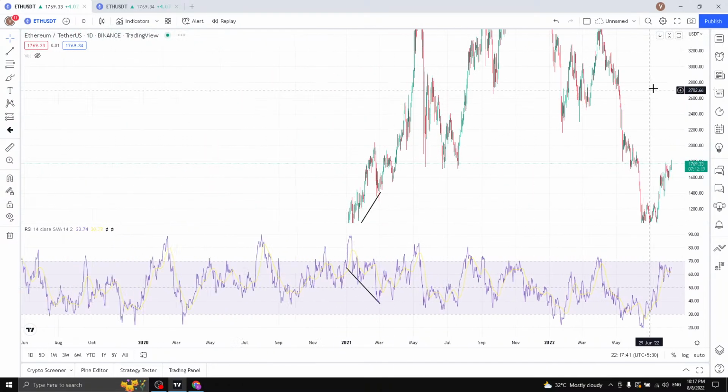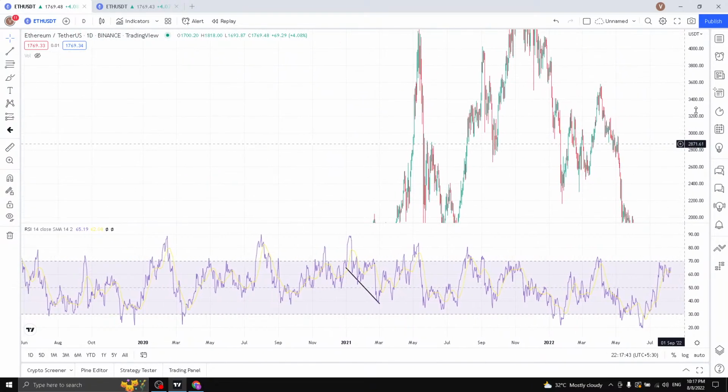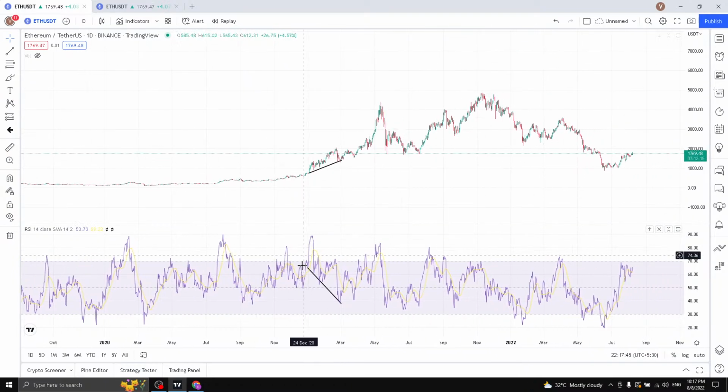So you can just check an example of Ethereum here. There are so many points where it went up and the RSI was always above 50. It was always above the average. So in these scenarios, you cannot use RSI to play out. That is why you need divergences.